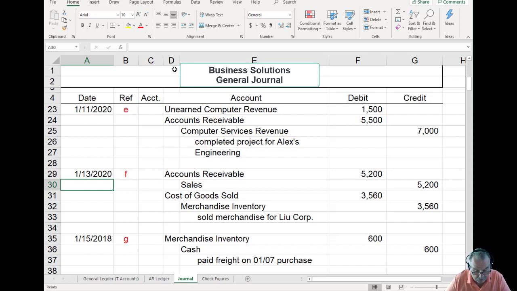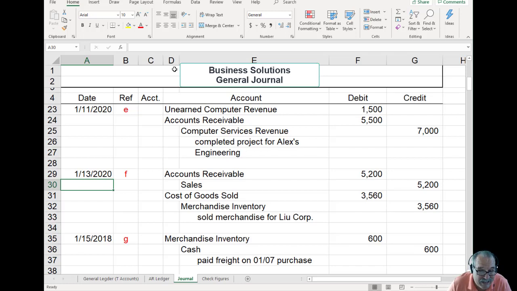Transaction F is on the top of page 186. This is on the 13th of January. The company sold merchandise with a retail value of $5,200 and a cost of $35.60 to Lou Corp. Invoice dated January the 13th.